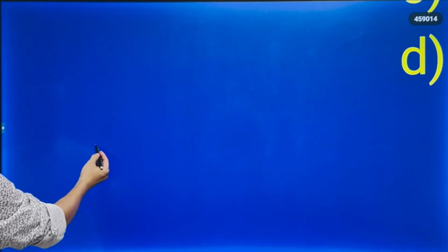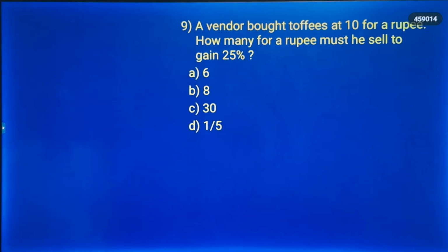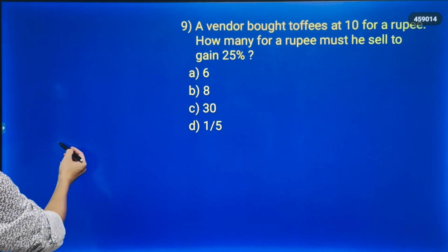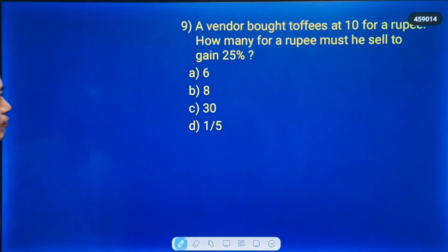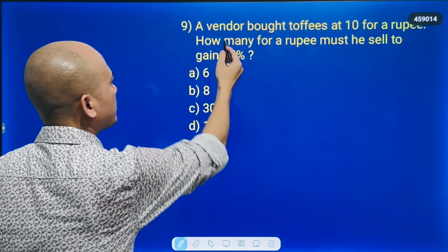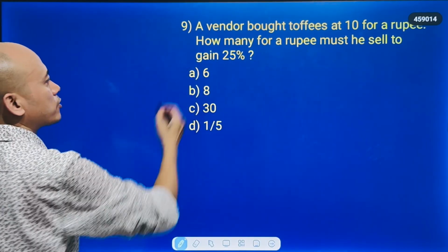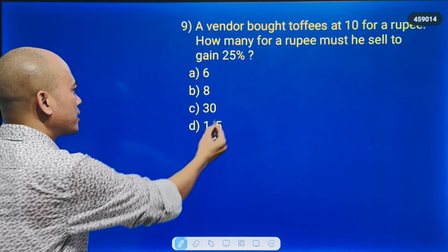So number 9, very similar. A vendor bought toffees at 10 for a rupee. How many for a rupee must he sell to gain 25%? If the rupee is the same, CP also 1 rupee, SP also 1 rupee, and he has to gain 25%, then definitely the number of items, the quantity, has to go down. So 30 can never be the answer.